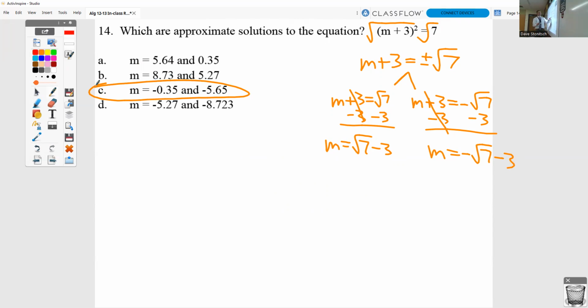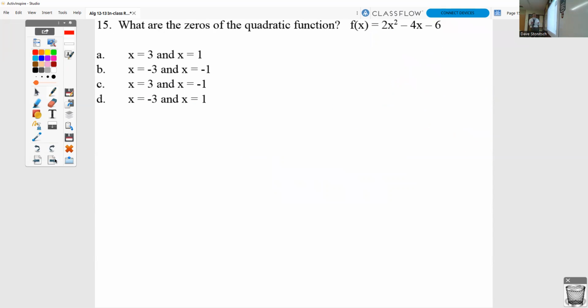So second x squared, 7, tab out of it, minus 3. And then negative radical 7 minus 3. Type them both into the calculator, figure out what you get: choice C. Question number 15. What are the zeros? Zeros just mean answers.